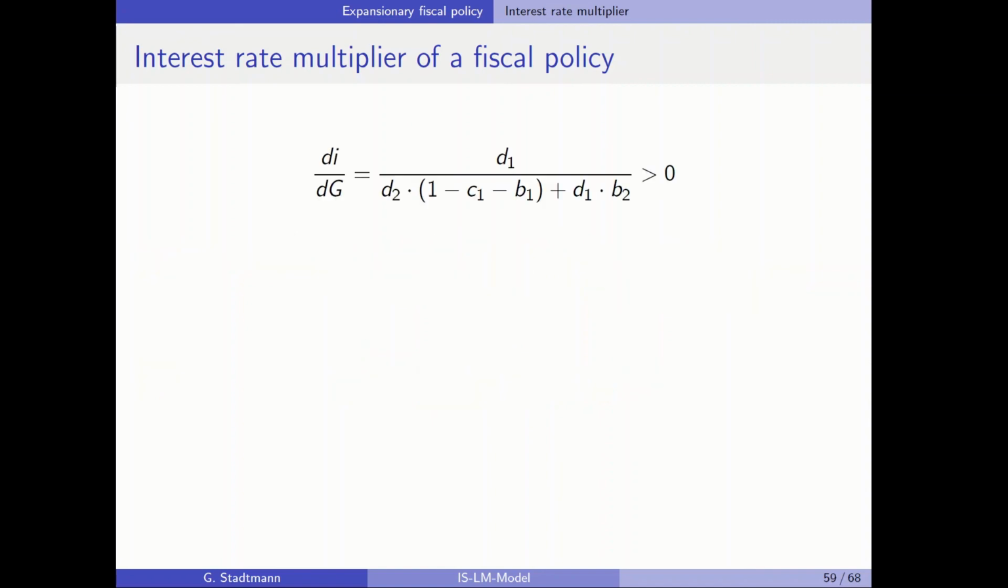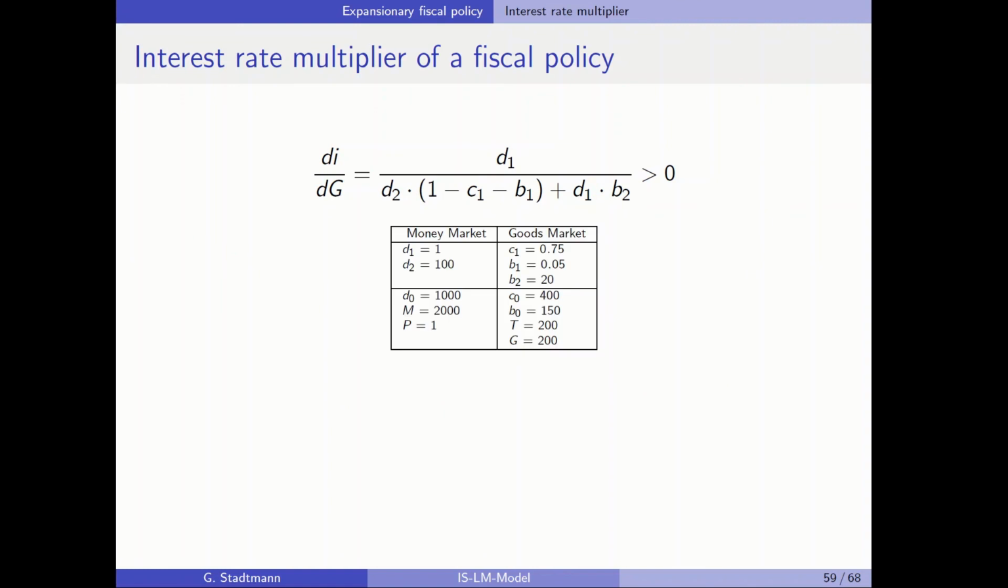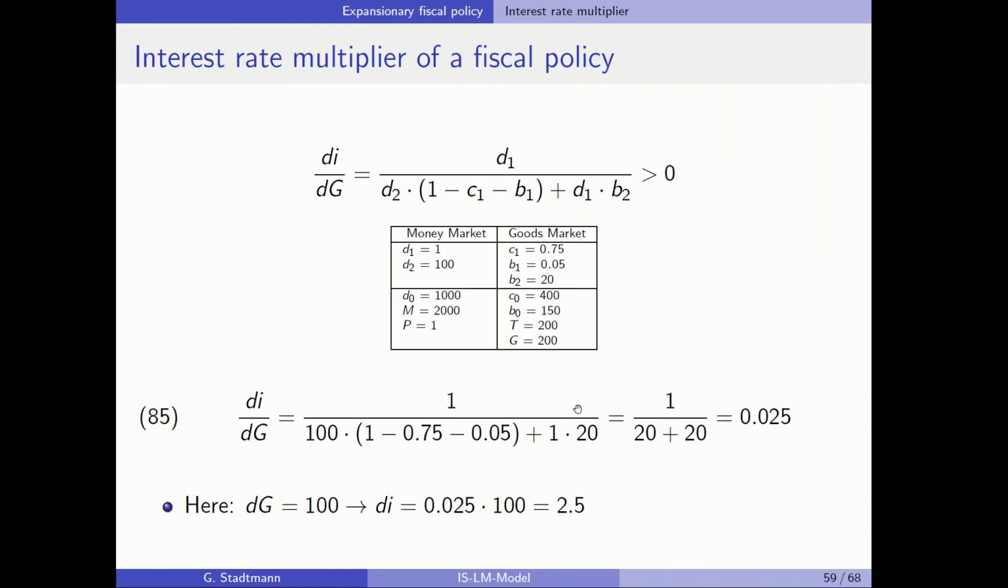By how much? We have to plug in the parameters. Then we learn that the multiplier takes a value of 0.025. So when the government increases government spending by 1 unit, then the interest rate is up by 0.025 units. And here we have a larger shock. So the government increases government spending by 100 units, so that the interest rate will increase by 2.5 units.